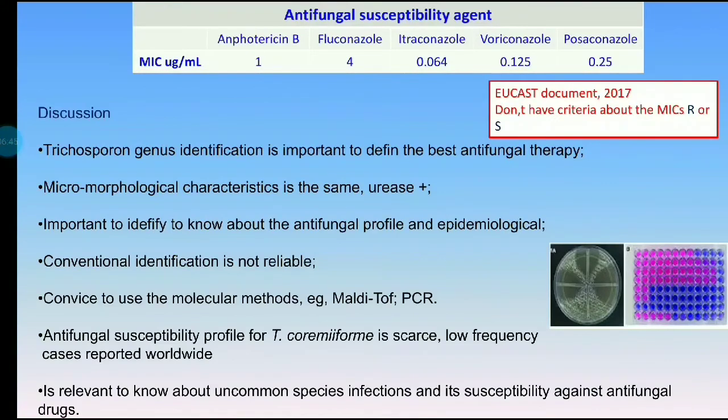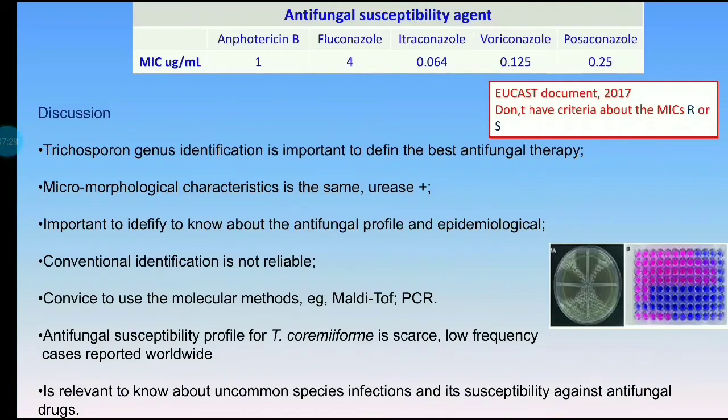The next test was antifungal susceptibility. Tests were carried out by determining the MIC. The isolate was tested against amphotericin B, minimum inhibitory concentration 1, fluconazole 4, itraconazole 0.064, voriconazole 0.125, and posaconazole 0.25. Not to mention that the EUCAST document was used, and it does not have criteria for these MICs to define resistant or sensitive.